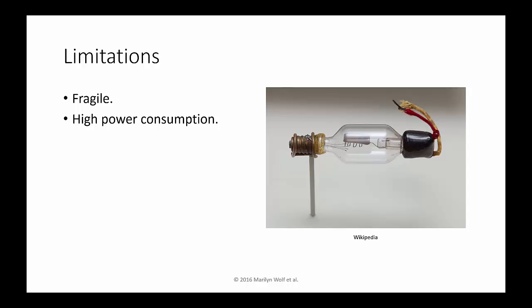The vacuum tube was revolutionary, but it wasn't perfect. It was fragile, and not so much because of the glass tube, but because of the filaments. They were very delicate, particularly when hot, and vibration could cause them to shatter. Even when they didn't break, they would eventually wear out. Vacuum tubes also consumed a lot of power.